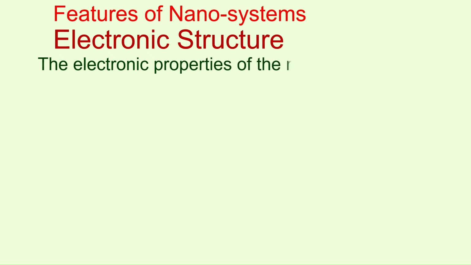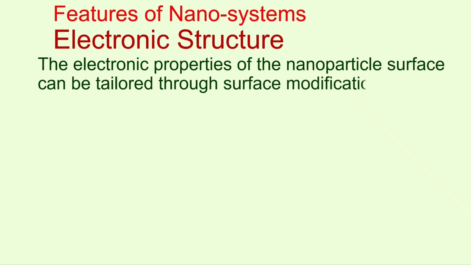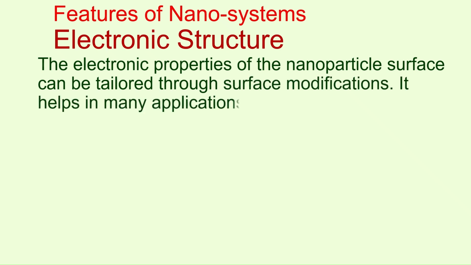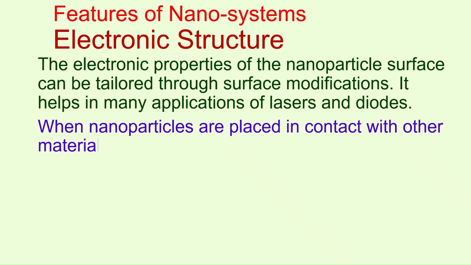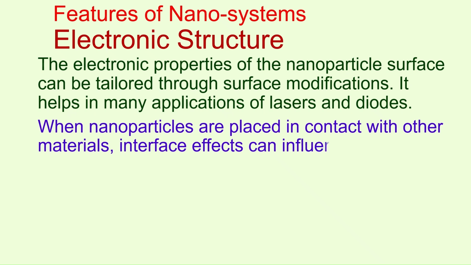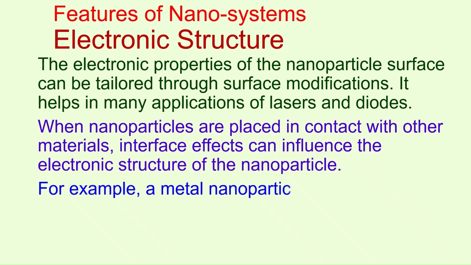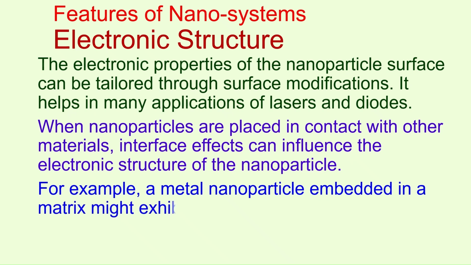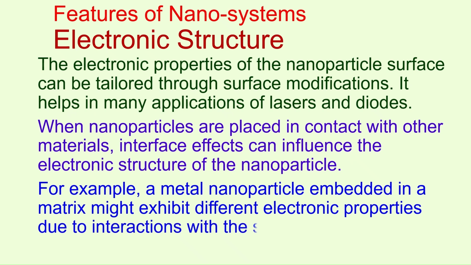The electronic properties of the nanoparticle surface can be tailored through surface modifications. It helps in many applications of lasers and diodes. When nanoparticles are placed in contact with other materials, interface effects can influence the electronic structure of the nanoparticle. For example, a metal nanoparticle embedded in a matrix might exhibit different electronic properties due to interactions with the surrounding material.